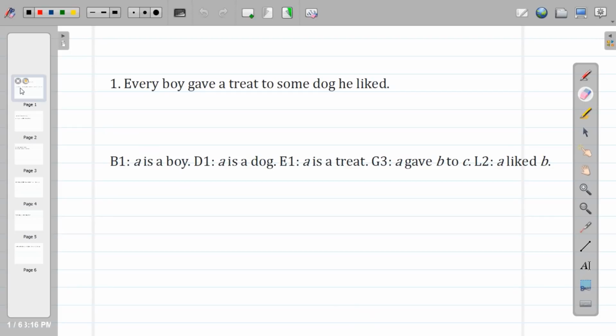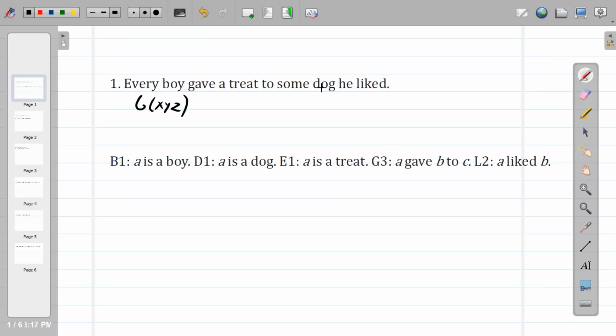Good. So, every boy gave a treat to some dog he liked. Recall the strategy that I recommended for dealing with symbolizations, especially multi-place symbolizations: figure out how you're going to place the variables in your most complex predicates, and then work backwards from there. Arrange the sentence around how you're going to make the variables end up. Let's start with the 3-place predicate. G says A gave B to C. So I'm going to make it G, X, Y, Z, and that means that A gave B to C.